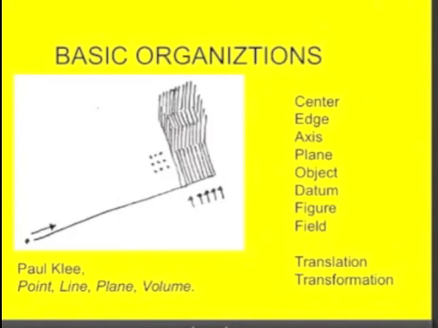We're going to talk about basic organizations, certain terms that you can have that make it possible for you to discuss a lot of different formal organizations in ways that are meaningful. For example, this little drawing is by the Swiss artist Paul Klee, and he's talking about something that is true. It's a Pythagorean progression, and it's the relationship between different geometrical conditions.